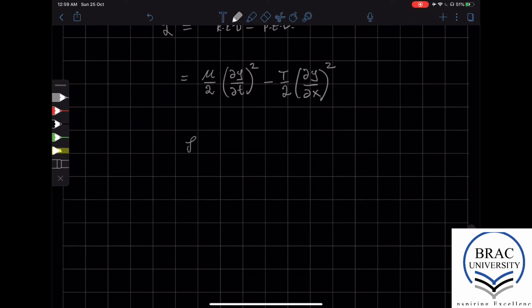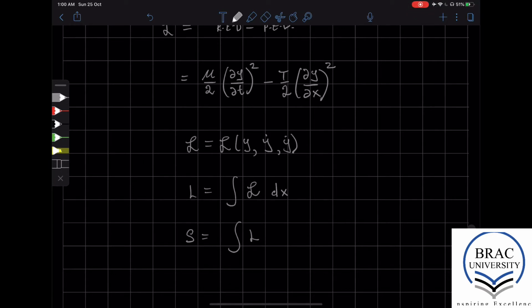In general, a Lagrangian density is a function of the variable, the displacement or whatever the fundamental variable is, as well as its spatial and temporal derivative. So it will be a function of y, y dot, as well as y prime. So this is the Lagrangian density. Then the Lagrangian is going to be given by the integral of the Lagrangian density over its spatial coordinates. In our case, it's only one dimension. And then the action is then given by the time integral of the Lagrangian.